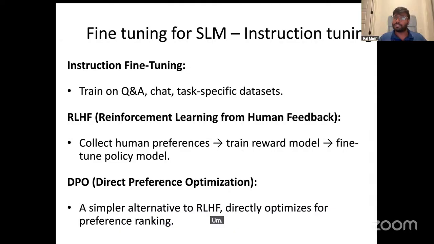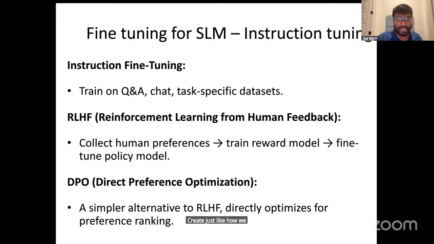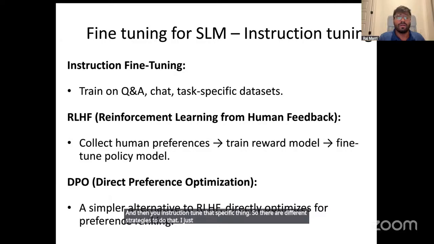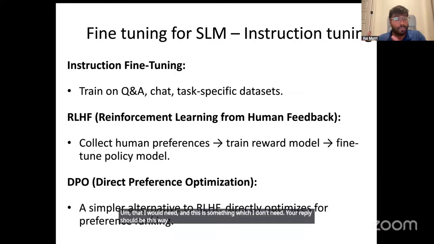There are also other things that you could do with small language models apart from LoRA. It's instruction tuning. Instruction tuning is where you create, just like how we did previously, a task specific dataset, and then you instruction tune on that specific thing. There are different strategies to do that. I just covered DPO here, which is direct preference optimization. It's just you're putting a question and answer. You're telling, hey, this is what I would need, and this is something which I don't need. Your reply should be this way, and your reply shouldn't be this way.